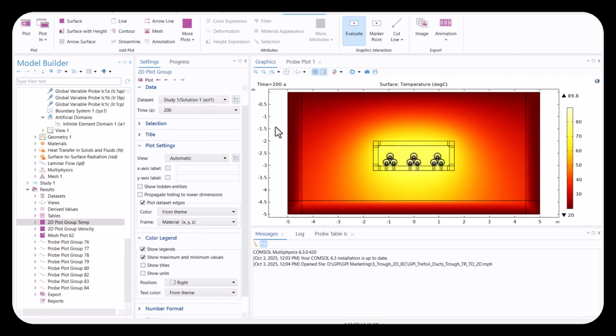Here is a temperature surface plot result of the model at 200 years, where the steady-state ampacity values were used in a temperature run towards the steady state and yielded a maximum conductor temperature of 89.8 degrees Celsius, which is very close to the temperature limit of 90 degrees Celsius.